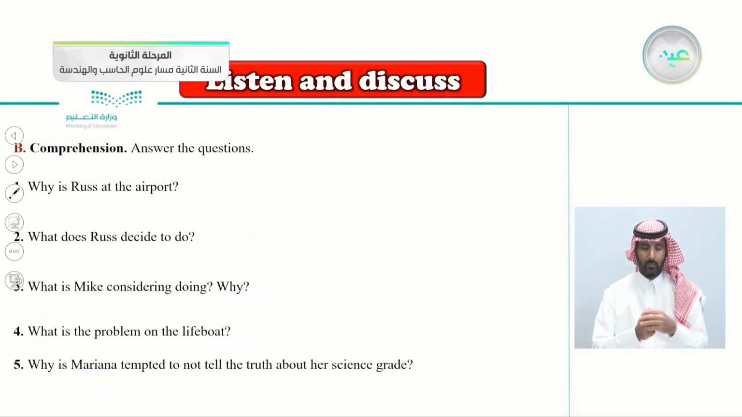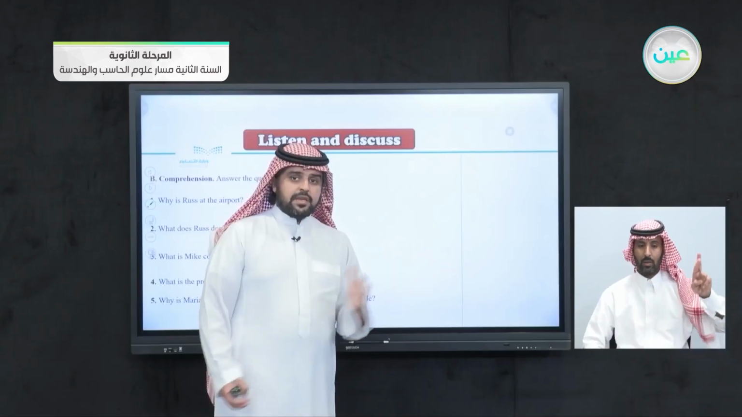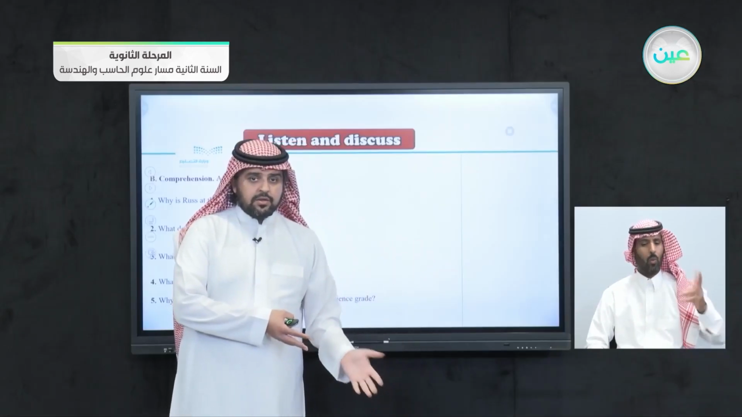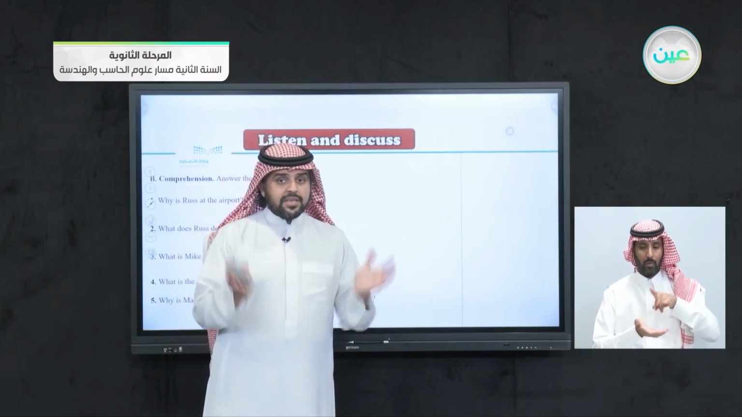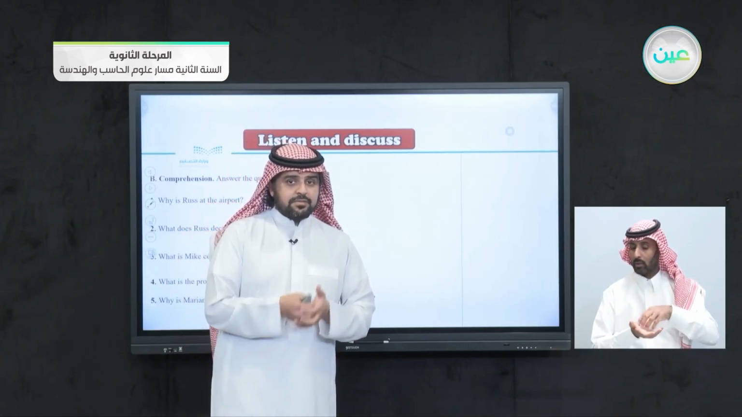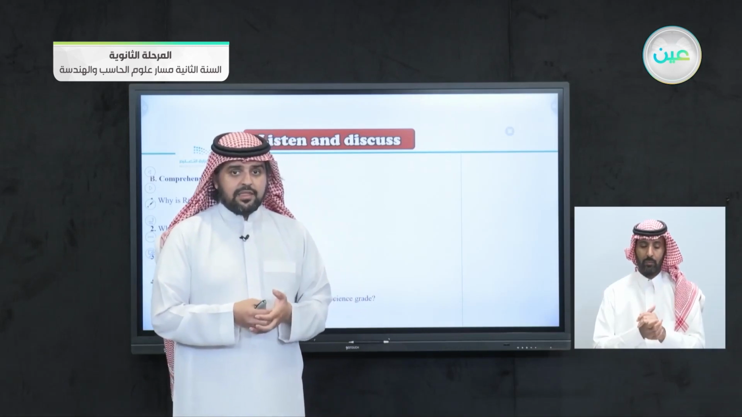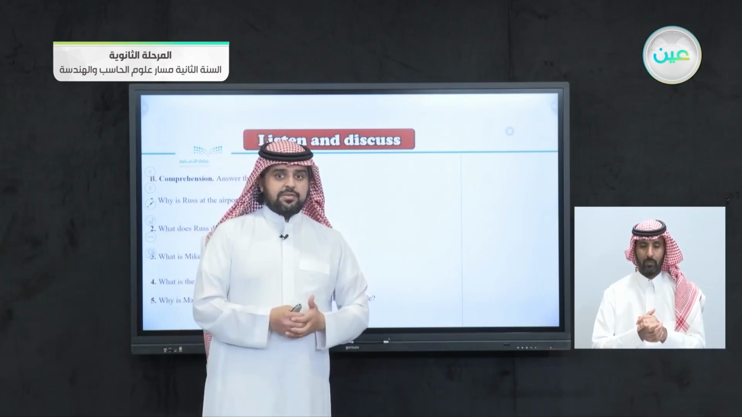Exercise B, comprehension. Answer the questions. Why is Russ at the airport? Remember the first incident? Russ, who saw the old man through the terminal and rushed to the plane. Why was he at the airport in the first place? Why was Russ at the airport, specifically at the terminal, of course?